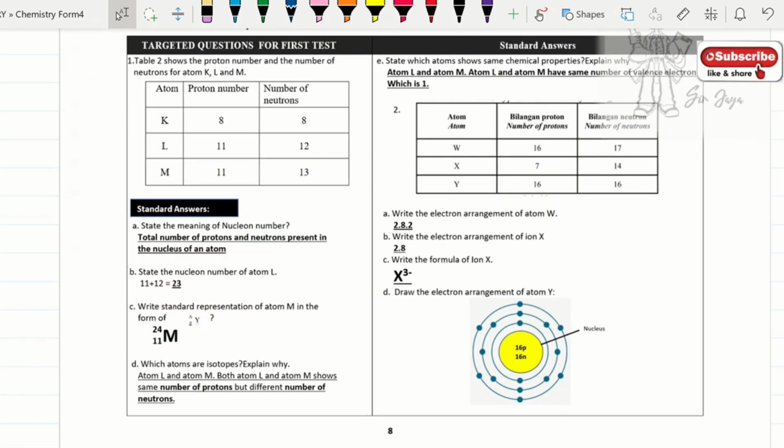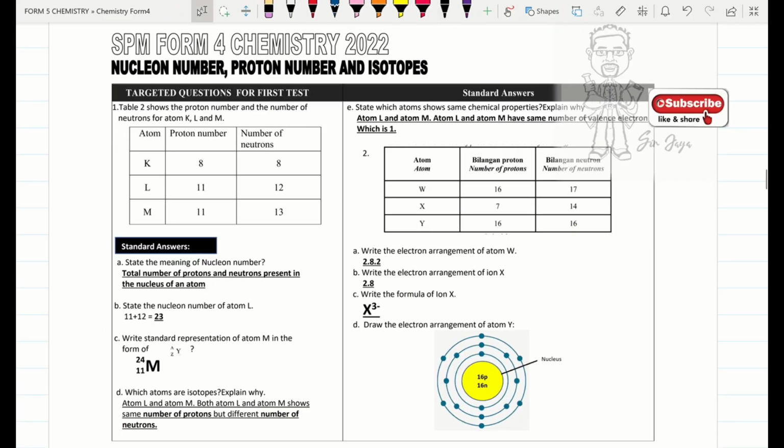We move on to the next question. So under nucleon number, proton number, and the isotope, we try to check the table given here. K, the proton number is given 8, the number of neutron is given 8. So these are the atoms that do not represent the actual symbol.